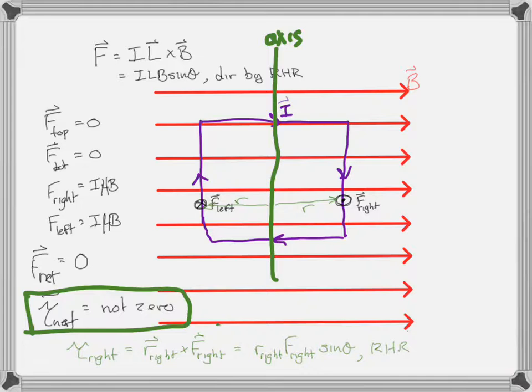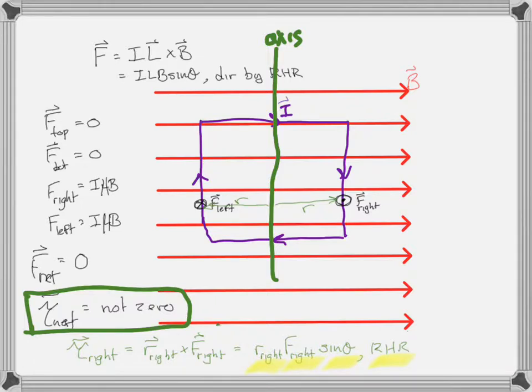The torque due to the force on the right is the radius vector to the force on the right from the axis of rotation crossed with the force on the right. That can be written as the magnitude of the radius vector times the magnitude of the force times the sine of the angle between them, with a direction given by the right-hand rule.